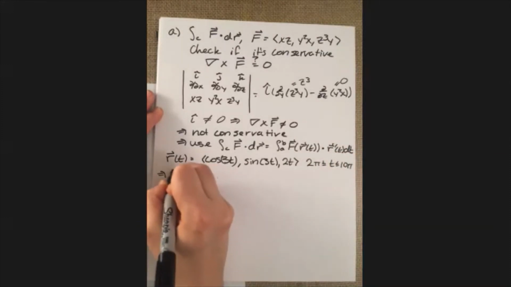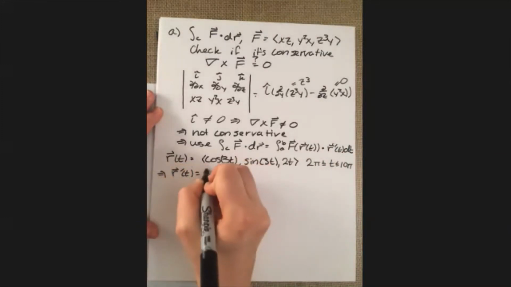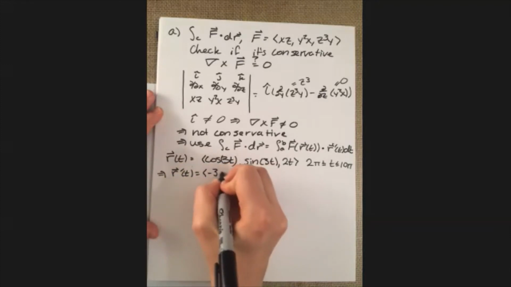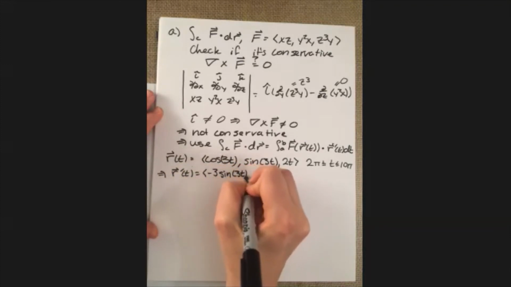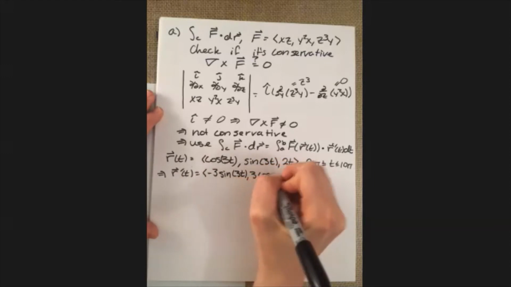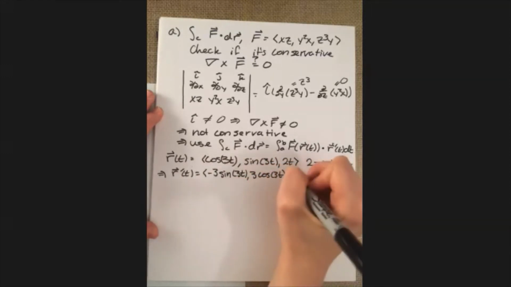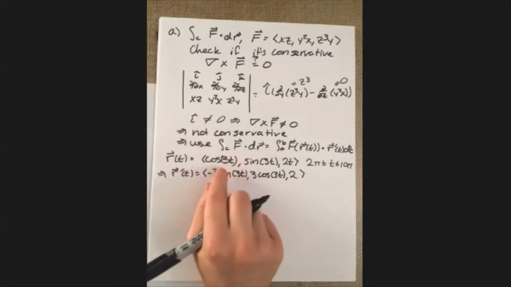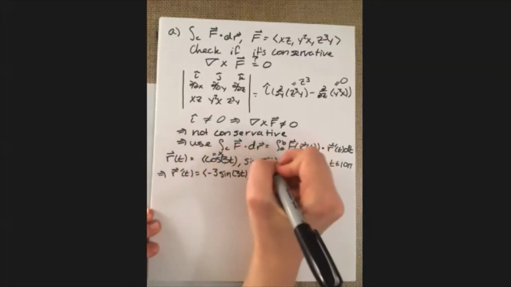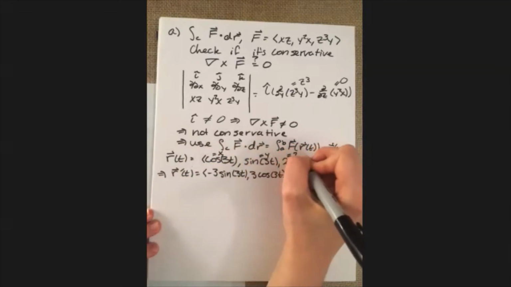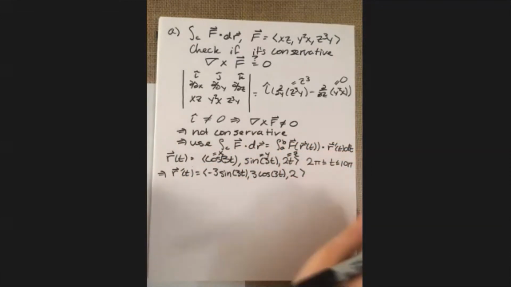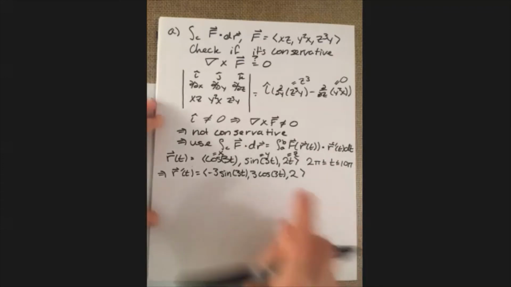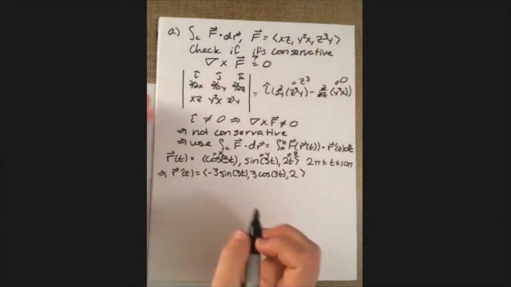So I know that my derivative is equal to, let's see here, negative 3 sine of 3t, and then 3 cosine of 3t, and then this is just going to be a 2. Well, this guy right here is my x component, this is my y component, and this is my z component. And so I just got to plug each of these into this guy right here.